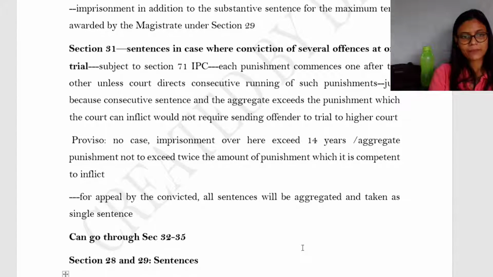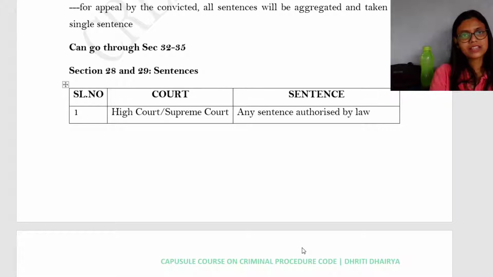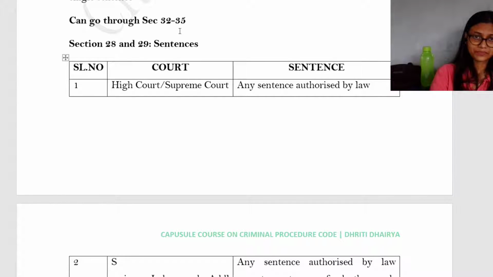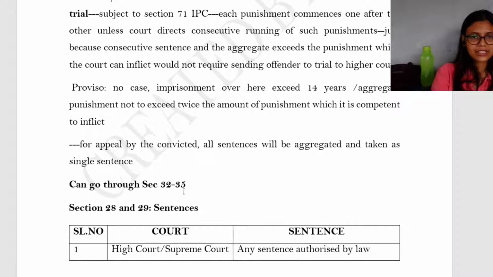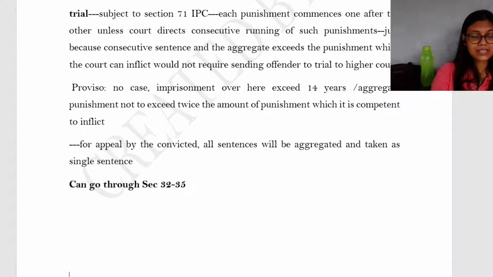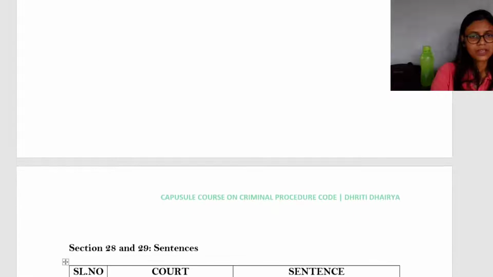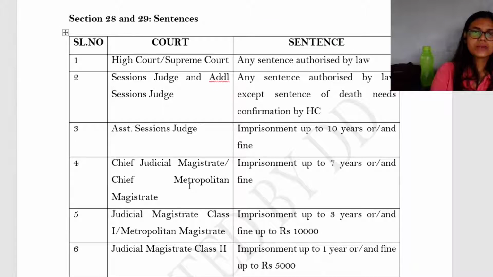So this was there. Now comes a very important part: which court can inflict which sentence. That has been dealt with under sections 28 and 29. So what are the first things? First, you see what is done by the High Court or the Supreme Court. They can pass any sentence authorized by law.